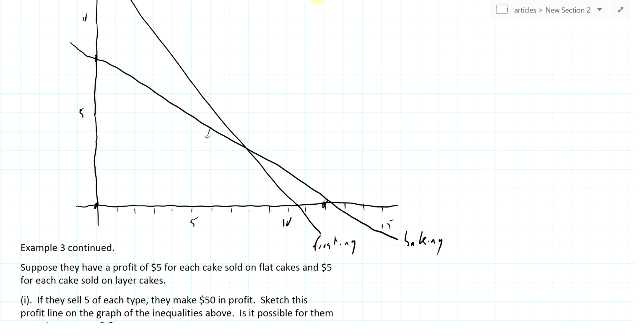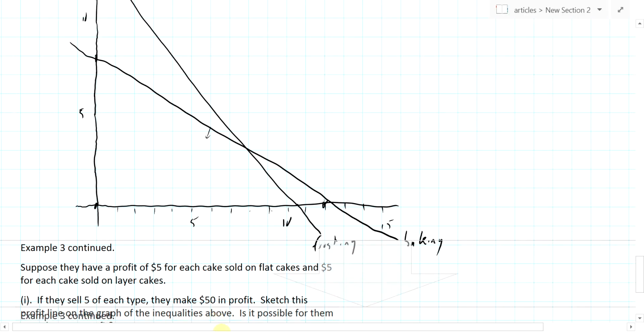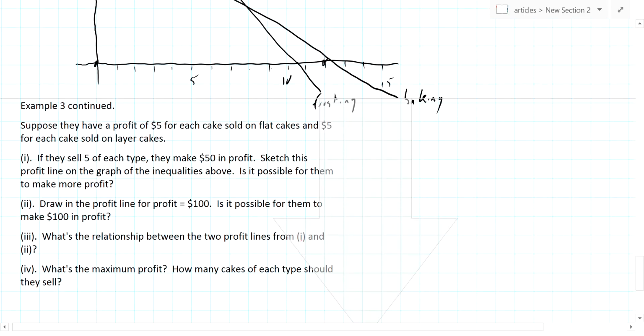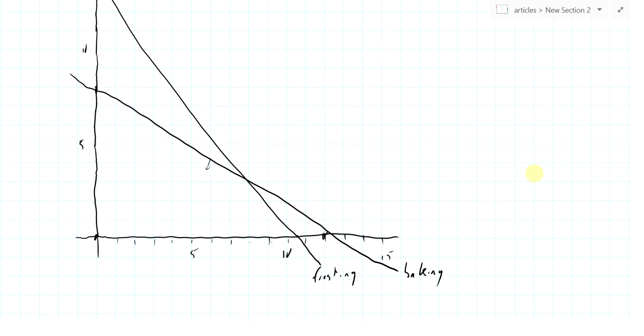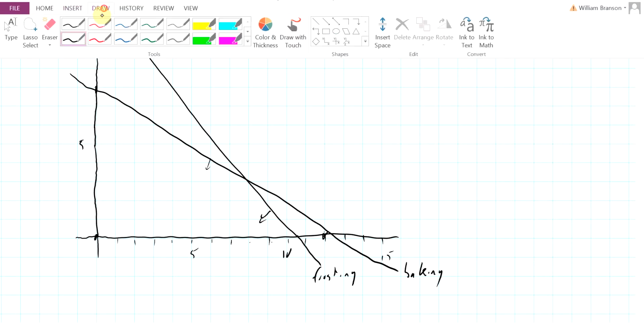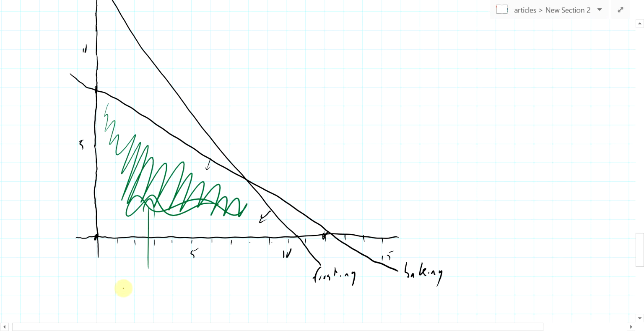And let's see if we can insert a little space here again. Good. Okay. And we want this side of the frosting line, right? Towards 0, 0. So this is the area that I'm worried about. And this is called the feasibility region.